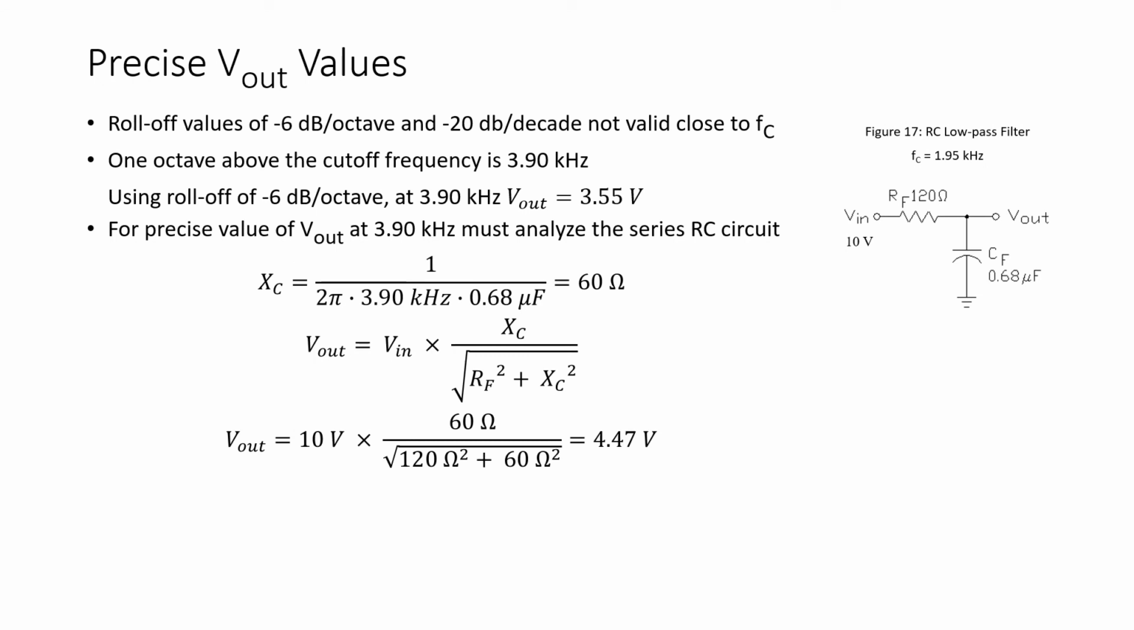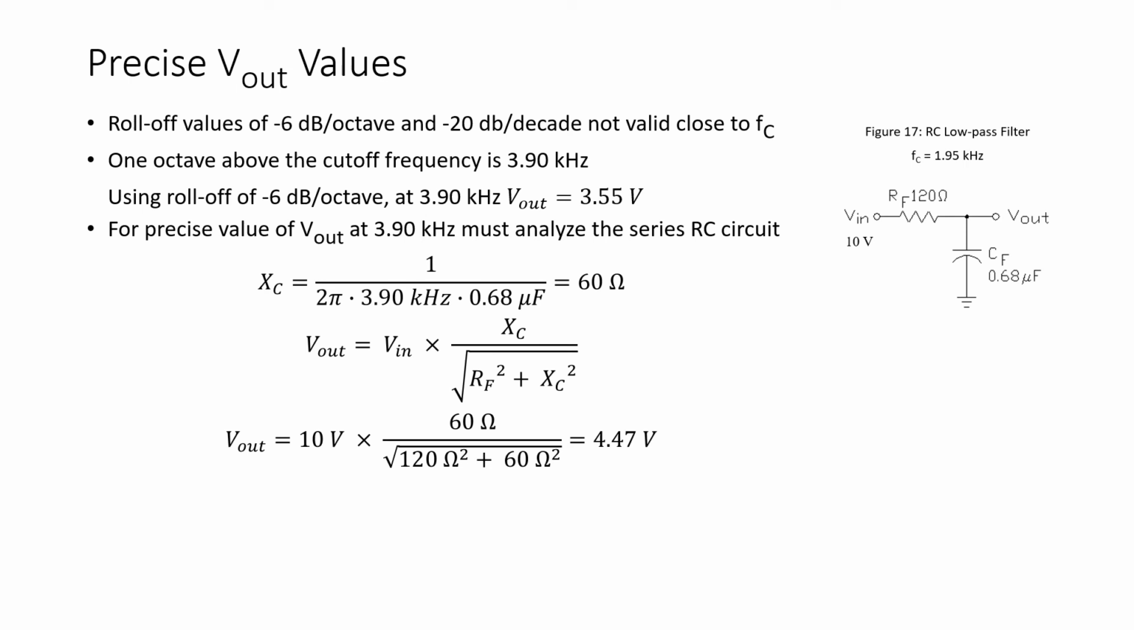Now, if you look at the Bode plot that we looked at earlier, you'll note that even though the frequency response appears to be linear beyond the cutoff frequency, it's actually still slightly curved close to the cutoff frequency. So these roll-off values of -6 dB per octave and -20 dB per decade are not valid when we're operating close to the cutoff frequency.